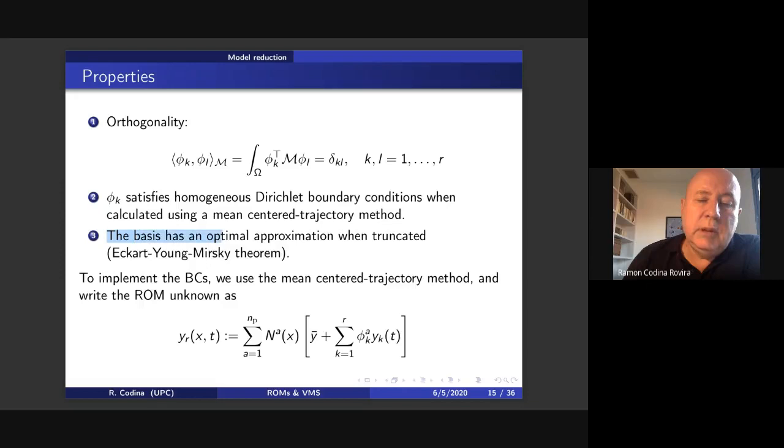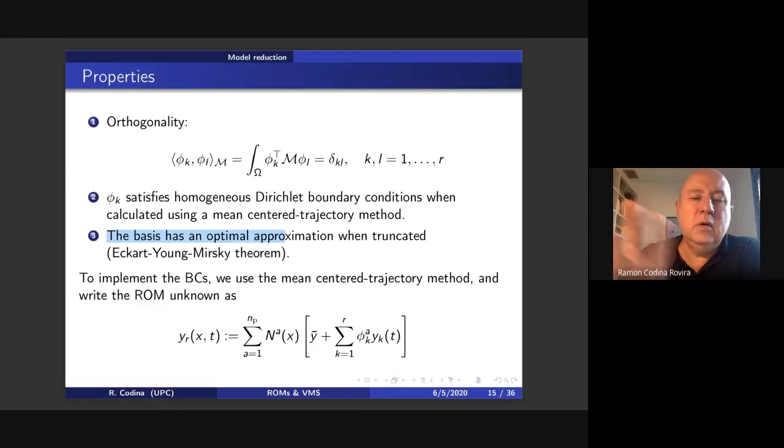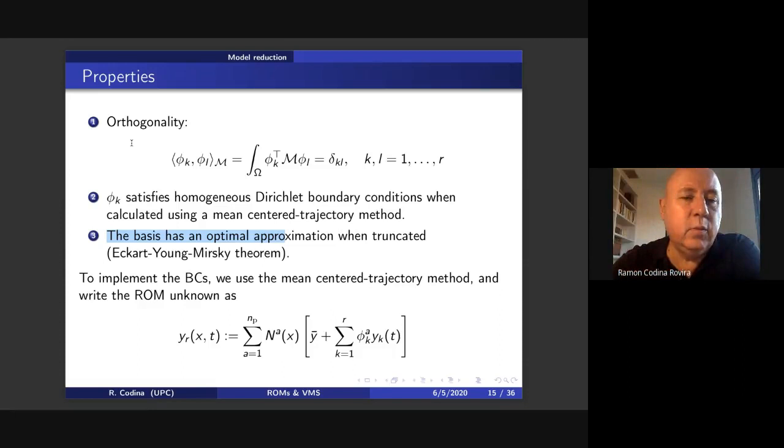So you have that collection phi 1 up to phi np. The result that is stated there is that if you just truncate that basis, the approximation is optimal. It's the best you can do. It's not that you have to select in a clever way the basis functions for your reduced order model. No. You just have to take the first, the second, and then stop whenever you want, but you don't have to select. Exactly the same happens in the case of modal analysis in solid mechanics.